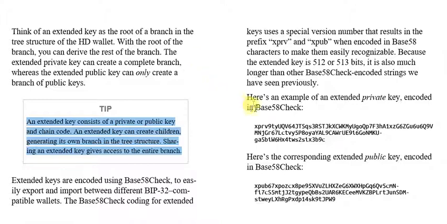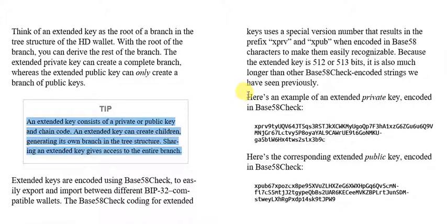Extended keys are encoded using Base58Check to easily export and import between different BIP32 compatible wallets. The Base58Check coding for extended keys uses a special version number that results in the prefix xprv and xpub when encoded in Base58 characters to make them easily recognizable. Because the extended key is 512 or 513 bits, it is also much longer than other Base58Check encoded strings we have seen previously.